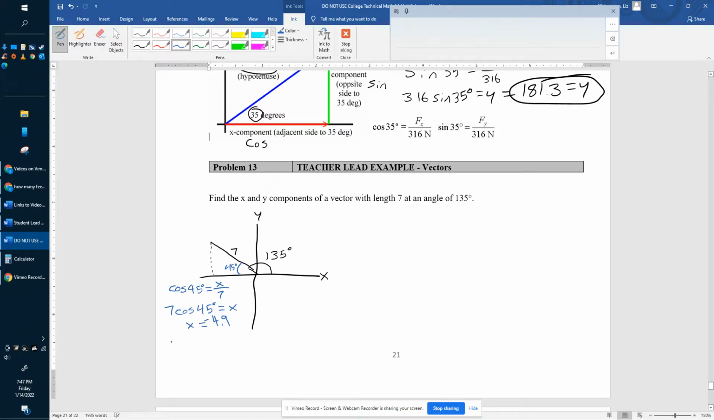How about finding our y? Sine of 45 degrees equals y over 7. 7 times sine of 45 degrees equals y. So y is equal to 4.9 as well. However, y is going up, so y is positive. Our x is negative, and our y is positive, and that is our answer.